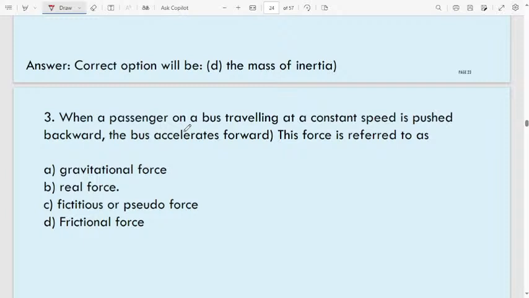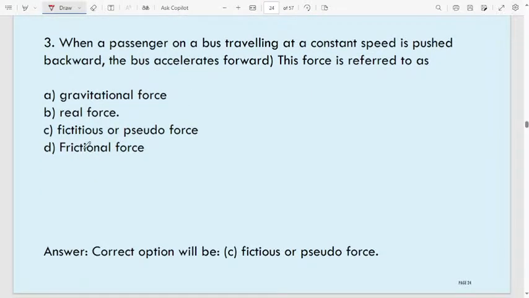When a passenger on a bus traveling at a constant speed is pushed backward as the bus accelerates forward, this force is referred to as option A, gravitational force, option B, real force, option C, fictitious or pseudo force, option D, frictional force. The correct answer will be fictitious or pseudo force. Pseudo force means the force exists, you can feel it but you can't see it with your naked eye. Pseudo also means false force, which we sometimes consider, but that force does exist.